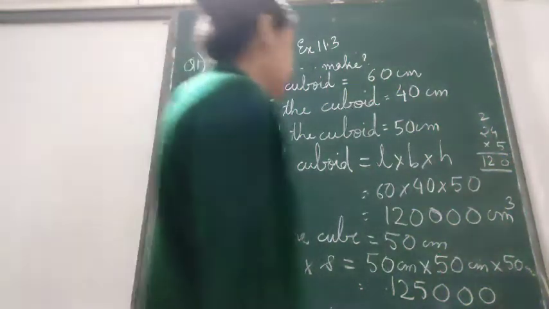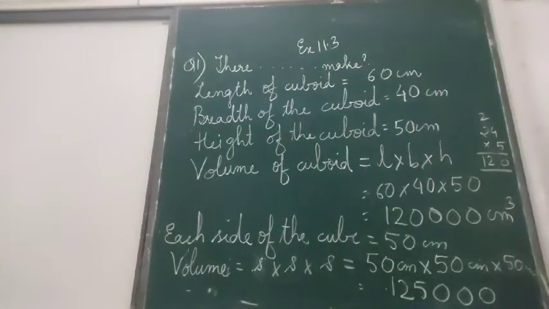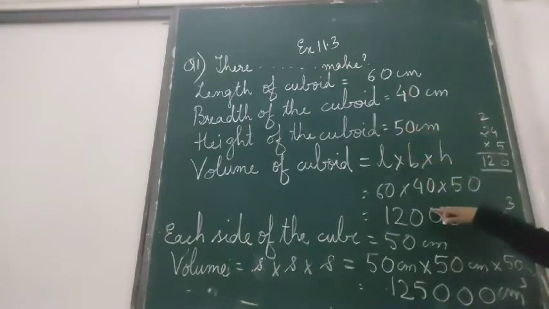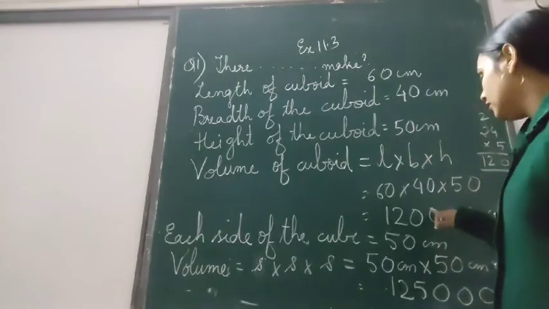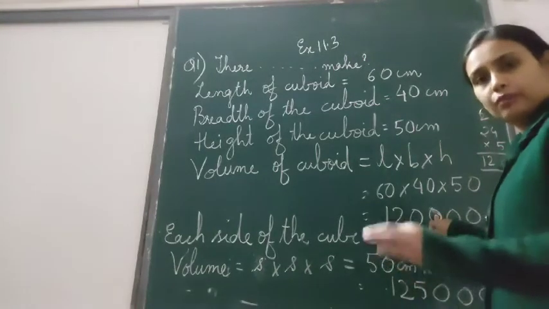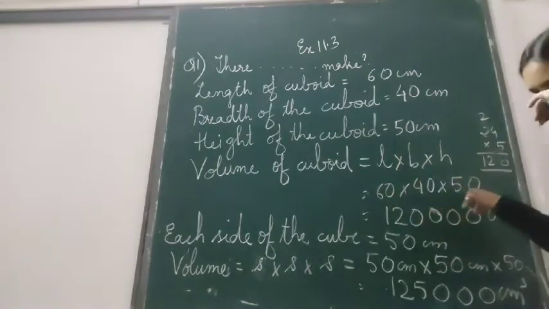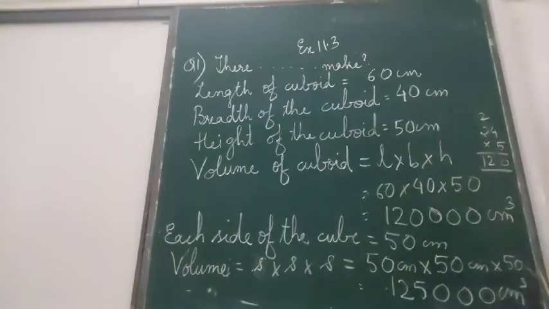Yes, children, we are back now. Whose volume is lesser? Cuboidal, cuboidal. Okay, the first one. So what are we going to write? We'll write the cuboidal box A will require less amount of material.